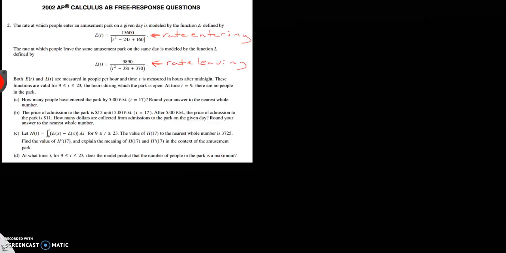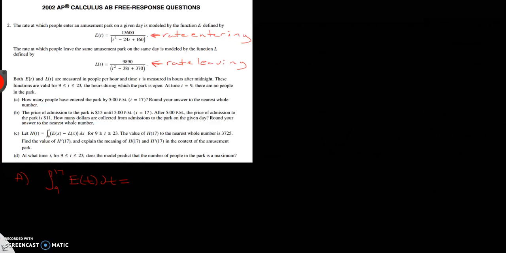How many people have entered the park by 5 p.m., which is t equals 17? Round your answer to the nearest whole number. So for part A, if you want to know how many people there are, you have the rate, so you integrate it. You start with the lower boundary, which is 9, because that's the time the park opens, and 17 is what you're measuring. Now you would put in E of t dt.